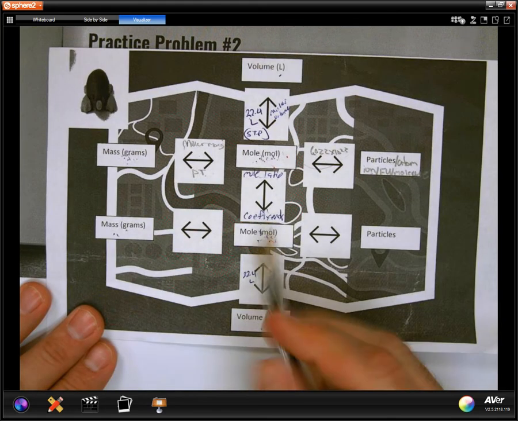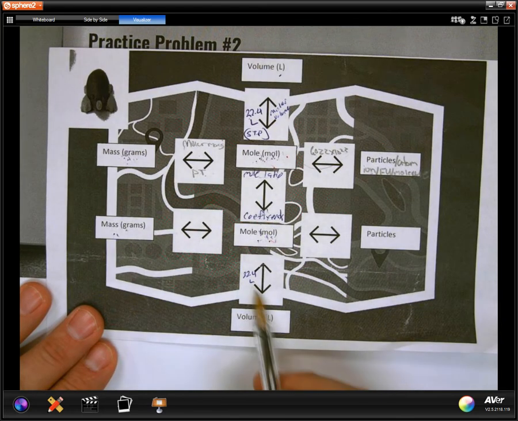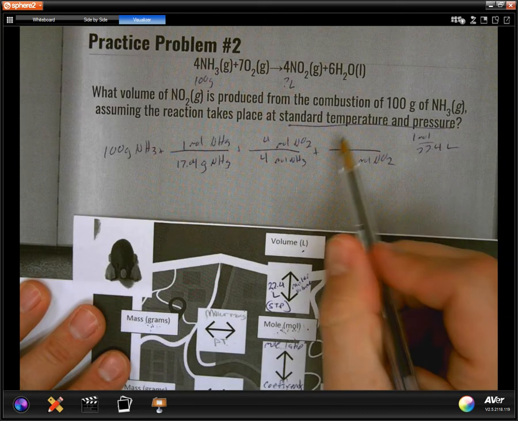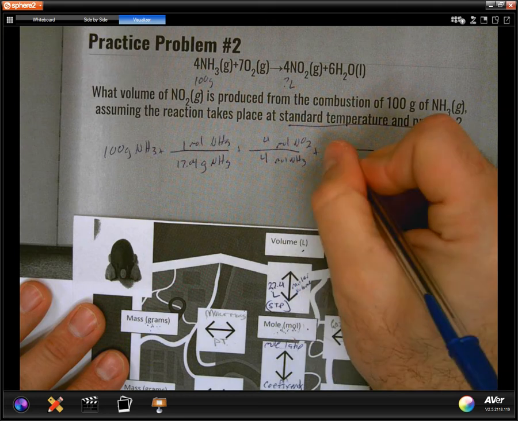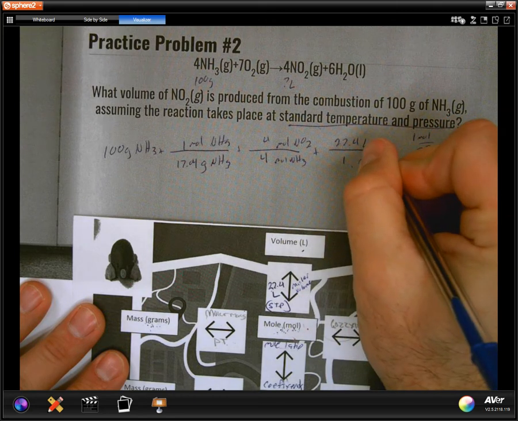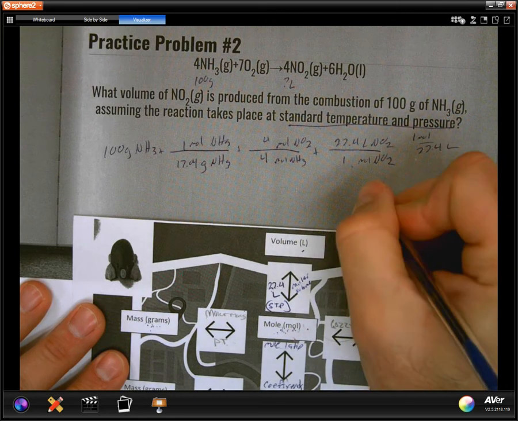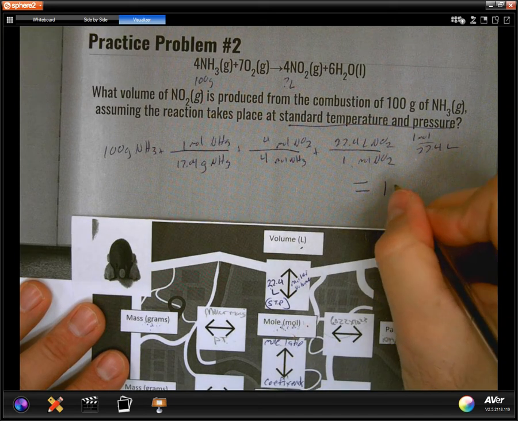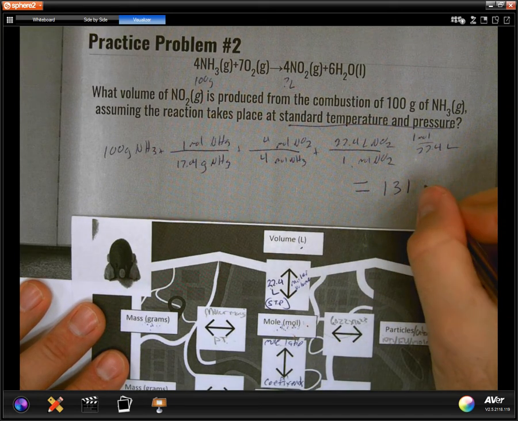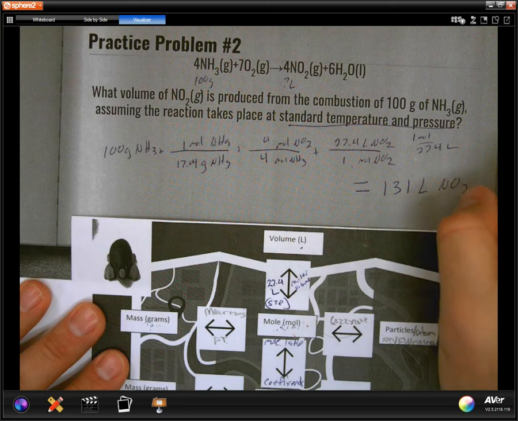Now that I'm in mole of NO2 and I want to go to volume, I simply use that conversion because I am at STP. So just say 1 mole of NO2 is 22.4 liters of NO2. And then, of course, we hit our equal sign. If you put that in your calculator, you come up with 131 liters of NO2.